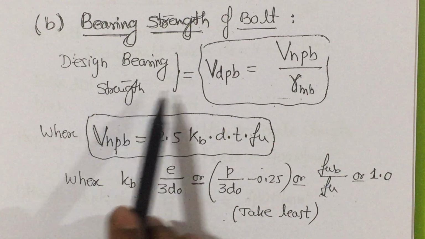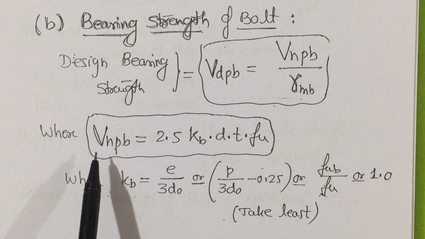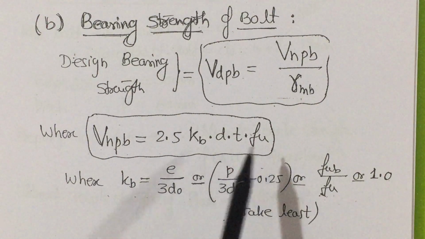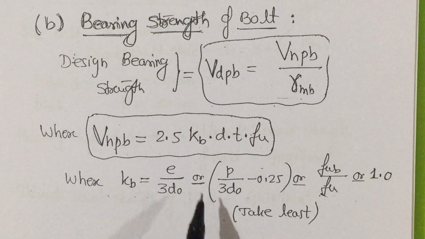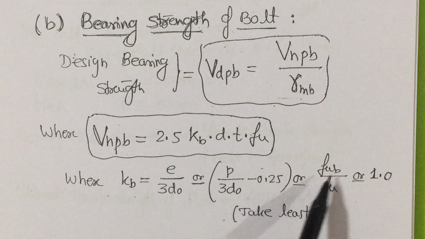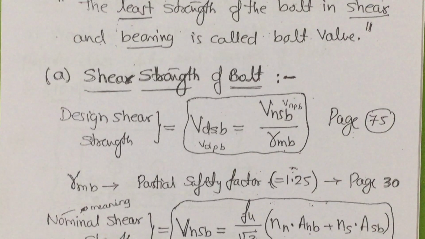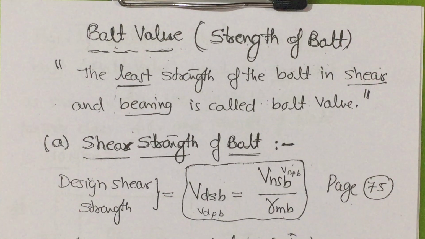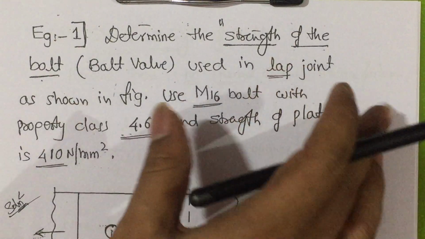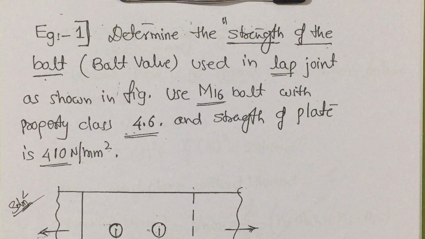Then bearing strength of the bolt. The design bearing strength is equal to Vdpb, that is equal to Vnpb by gamma mb, where Vnpb is given by 2.5 into Kb into d into t into fu, where Kb is given by e by 3d naught, or p by 3d naught minus 0.25, or fub by fu, or 1. We need to take the least value, which we already discussed. Then let us start with the numericals now.